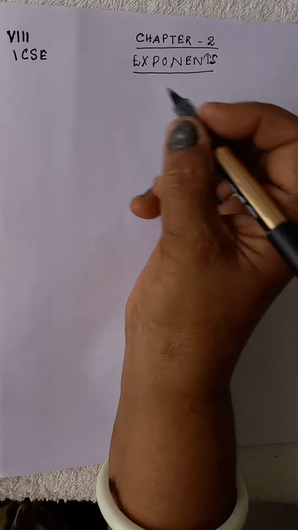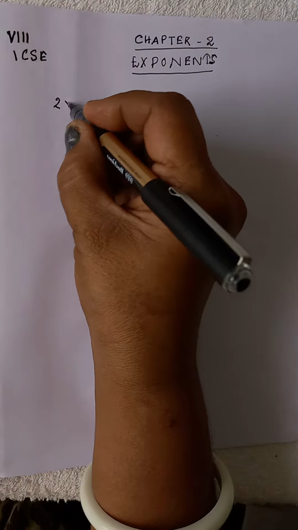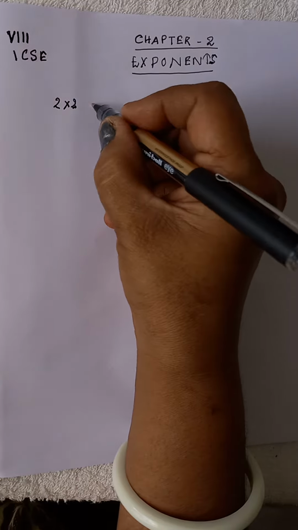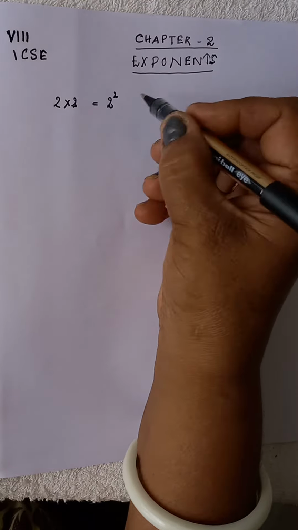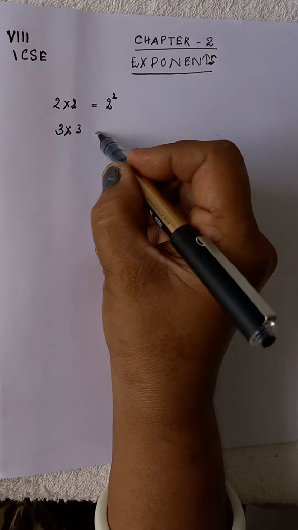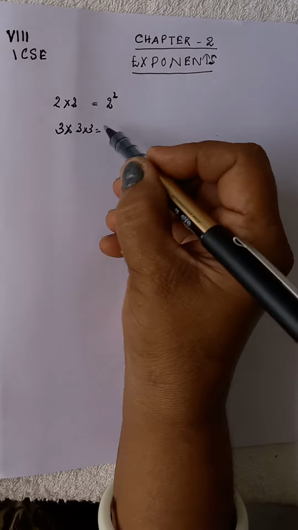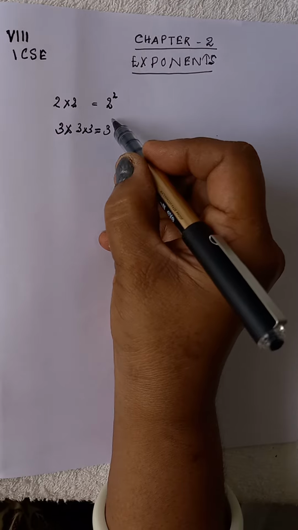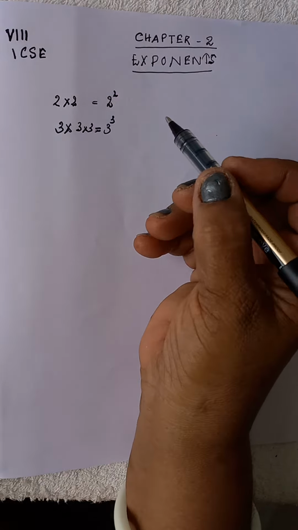Today we are starting the second chapter, Exponents. You know, 2 into 2, that is 2 square. We say that 2 square. Now, if you take 3 into 3, 3 times you take, then 3 cube, we will say 3 cube.